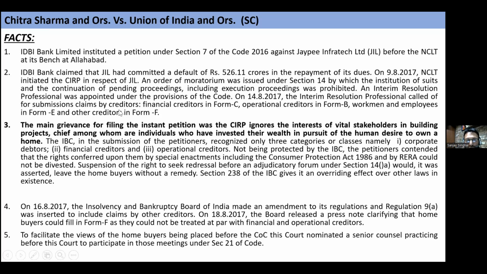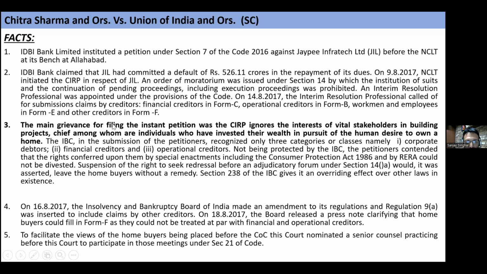So what is the main grievance of this case? The instant petition was filed by the home buyers of JP Infratech Limited, JIL, saying that the CIRP ignored the interest of a vital stakeholder in the project, the majority of whom are individuals who have invested their hard-earned wealth in pursuit of the human desire of having a home. The grievance is that the home buyers who have given their wealth to the builder or developer are not part of the financial creditors and not part of the operational creditors. So they have been ignored in the IBC.